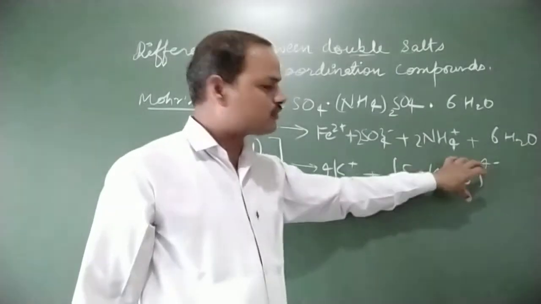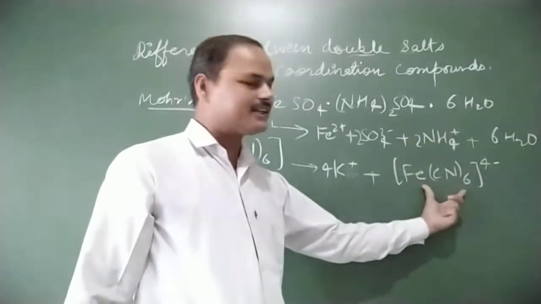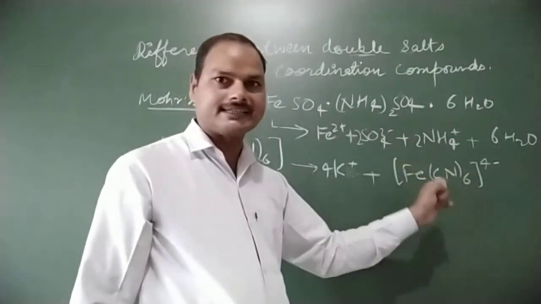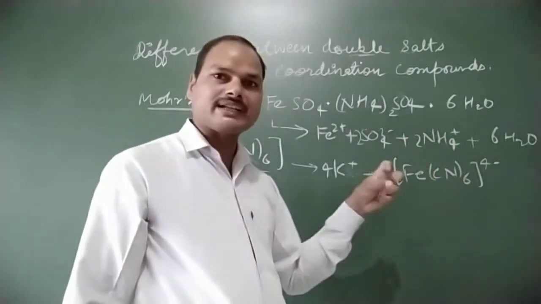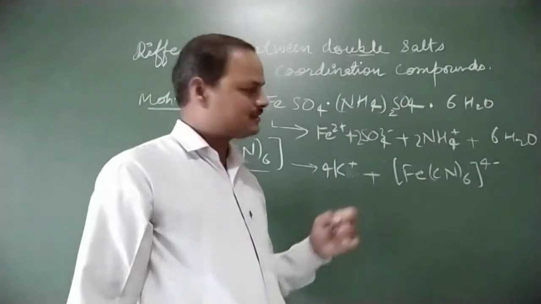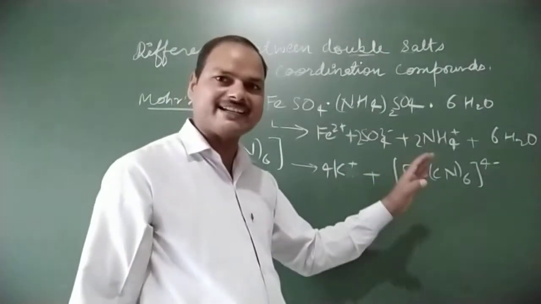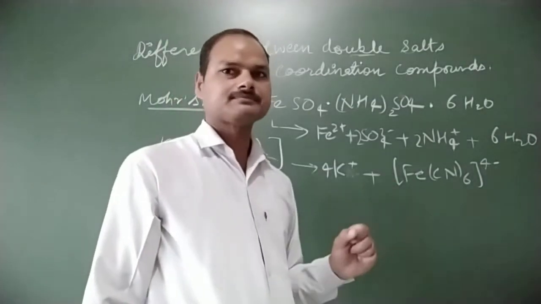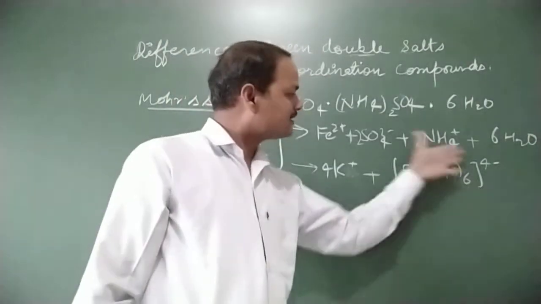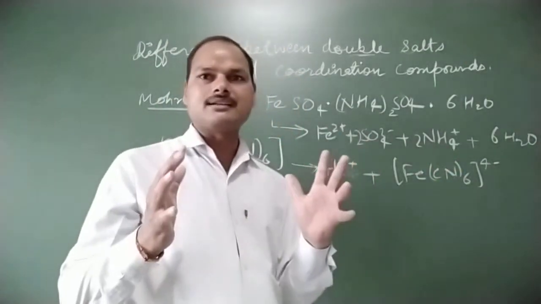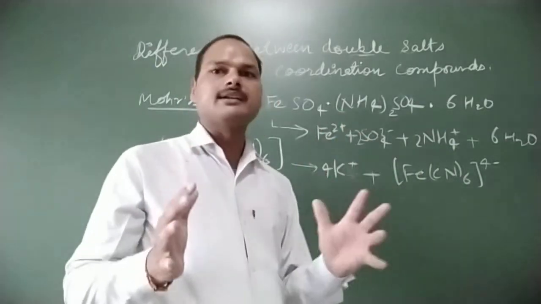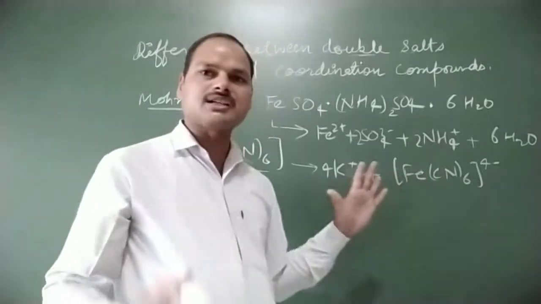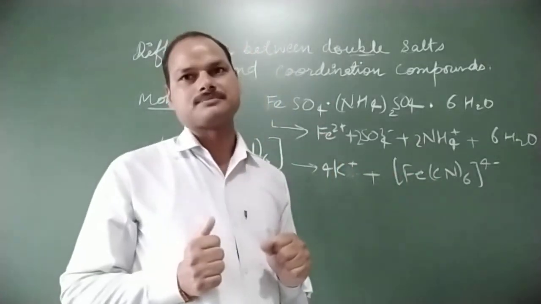It means ferrocyanide ions remain together and it will test as a single entity. And if we want to test whether the iron, meaning Fe2+, is present or cyanide is present, we cannot test it. Why? Because this part remains as a single unit and as a complex part, and that's why these compounds are also known as complex compounds.